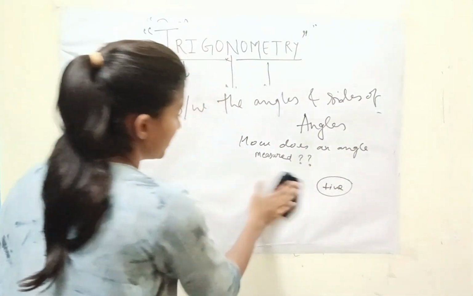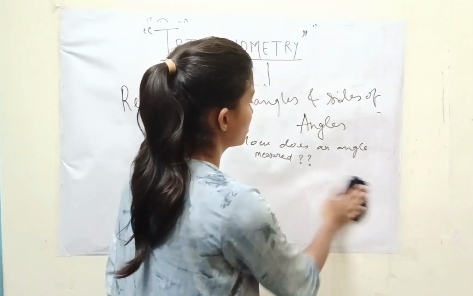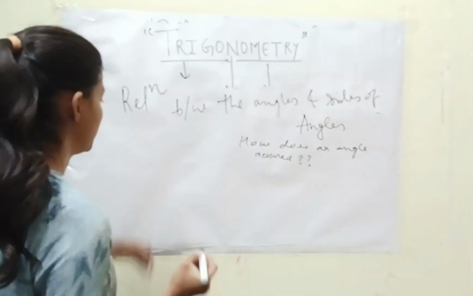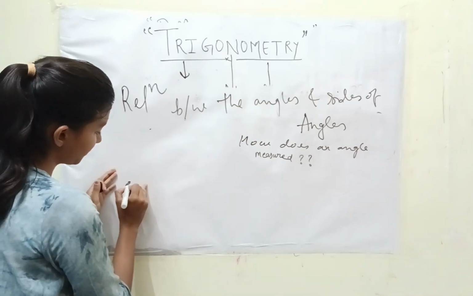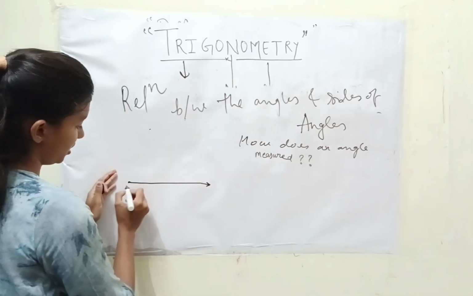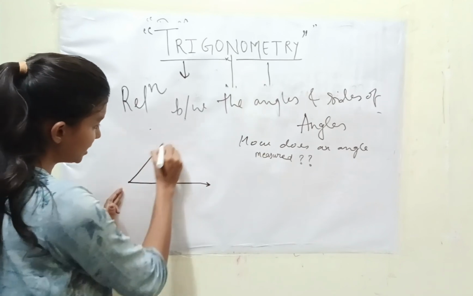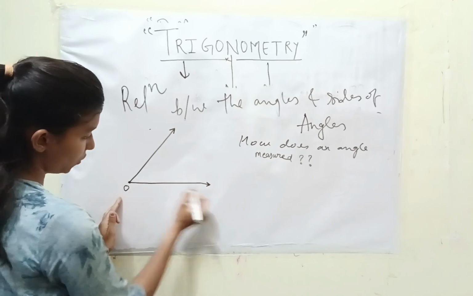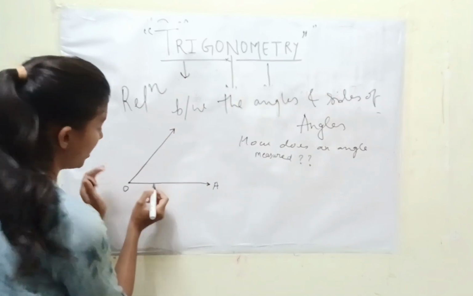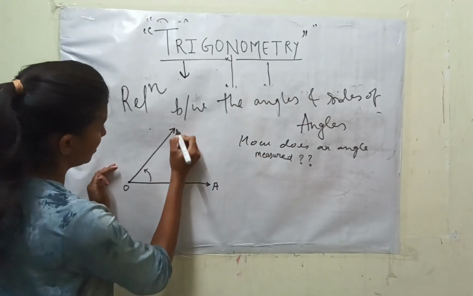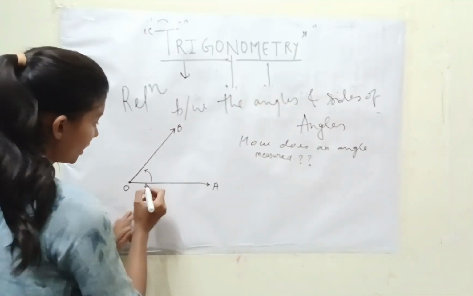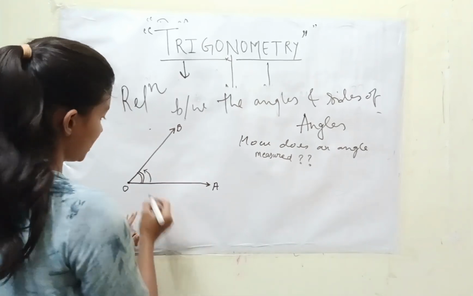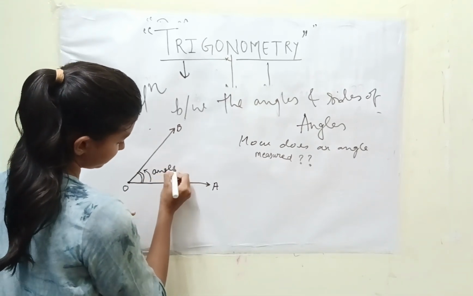Since we know about side measurement, we focus on angle measurement. As per the definition of angles, what is an angle? Angle is a measure of rotation of a ray with respect to its initial point. This is the initial point of the ray, O. This is the ray OA. When it rotates, it comes to OB. Then this measure, how much it rotates, is called an angle.